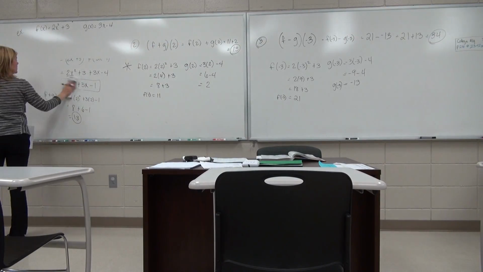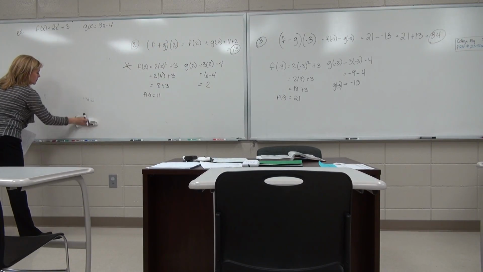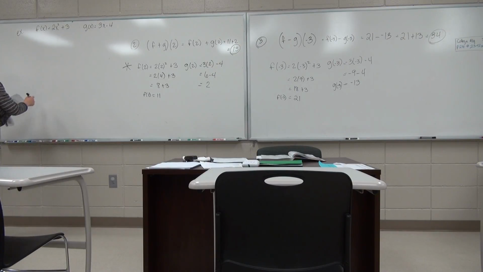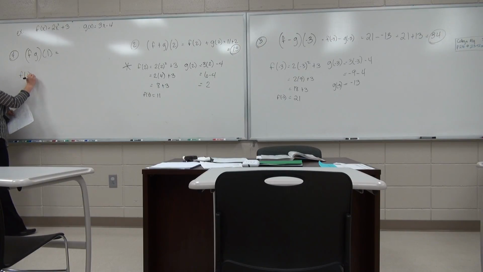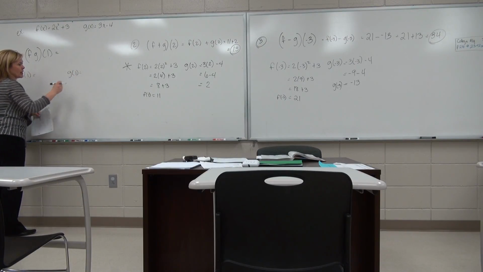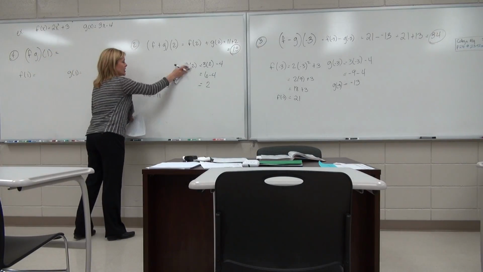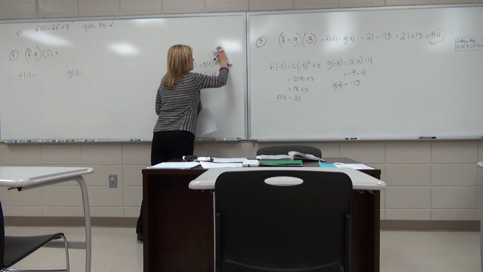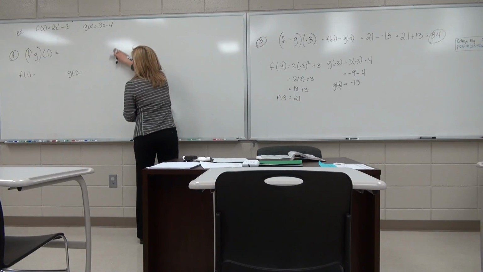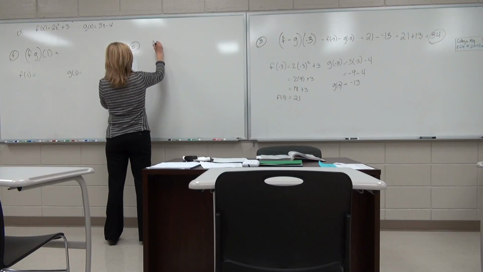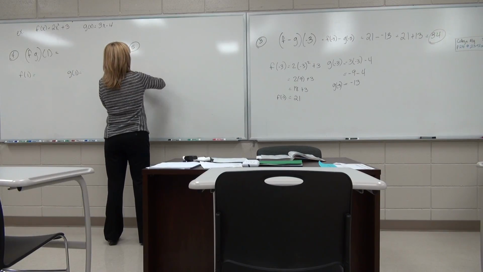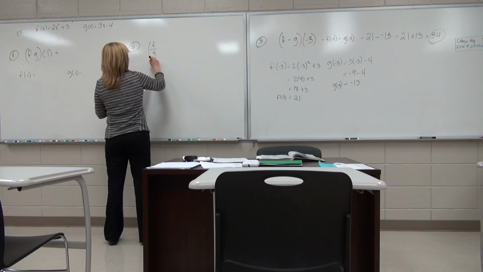Number 4. Let's say for number 4, I wanted you to find f times g of 1. So I need to find f of 1, and I need to find g of 1, and then I'll multiply those two answers together. So find f of 1 and g of 1. Number 5 we'll do f divided by g.